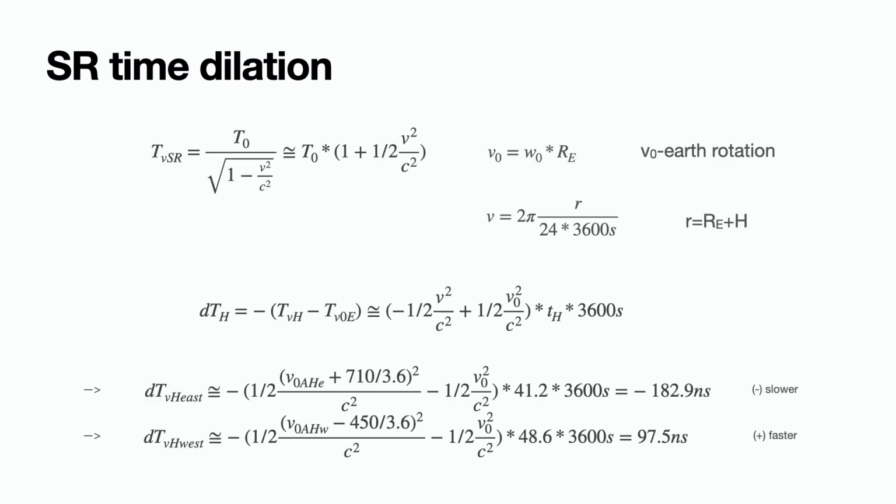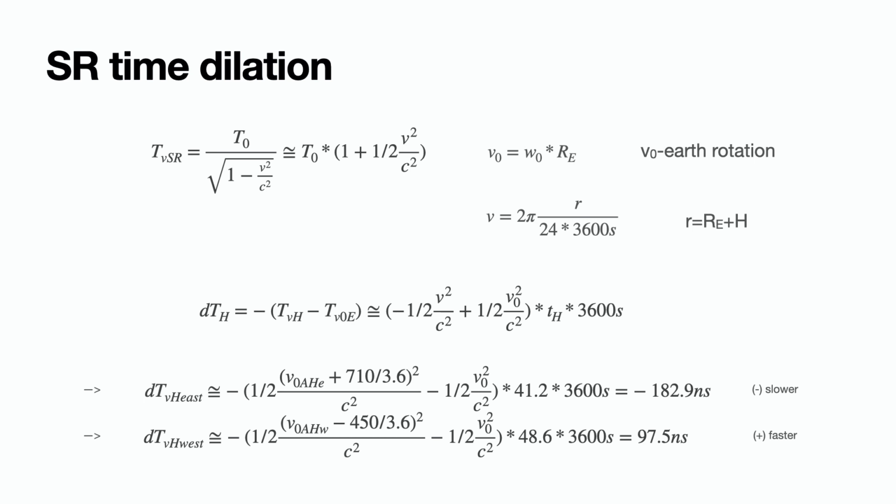The calculation of the special relativity time dilation is standard. The root decreases with increasing velocity. So the clock time in an aeroplane increases due to the jet velocity, so the tick-tock periodic time slows down. We define such a slowdown by negative time difference. Thus, the eastward flight gives minus 182.9 nanoseconds, while the westward direction shows positive 97.5 nanoseconds.